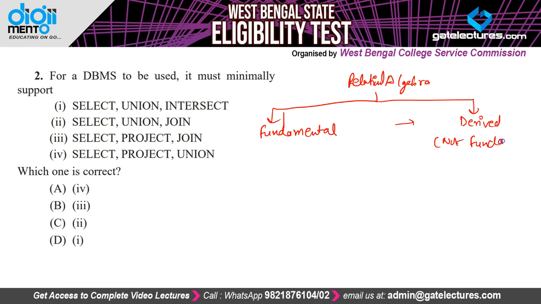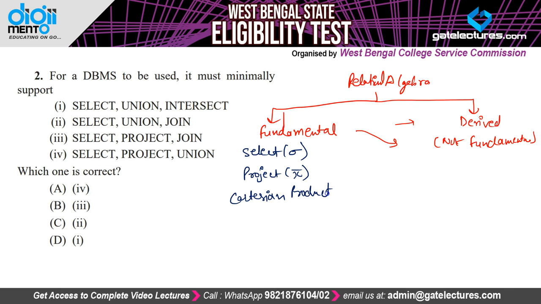Why do we call them non-fundamental? Because these operations can be derived from the fundamental operations only. So fundamental operations are the operations which are absolutely necessary in the relational algebra. The fundamental operation is select, which is represented like this. The next is project, represented like this. Next is Cartesian product, represented by X. Next is union, represented by U. Next is set difference, represented by the minus sign. And the last one is rename, which is represented like this.